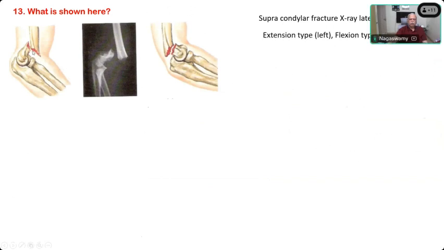That is the extension type, in which the broken portion has gone behind the main shaft. Here it is remaining anterior, in front of that. So flexion deformity. How is the clinical appearance of the supracondylar fracture described?